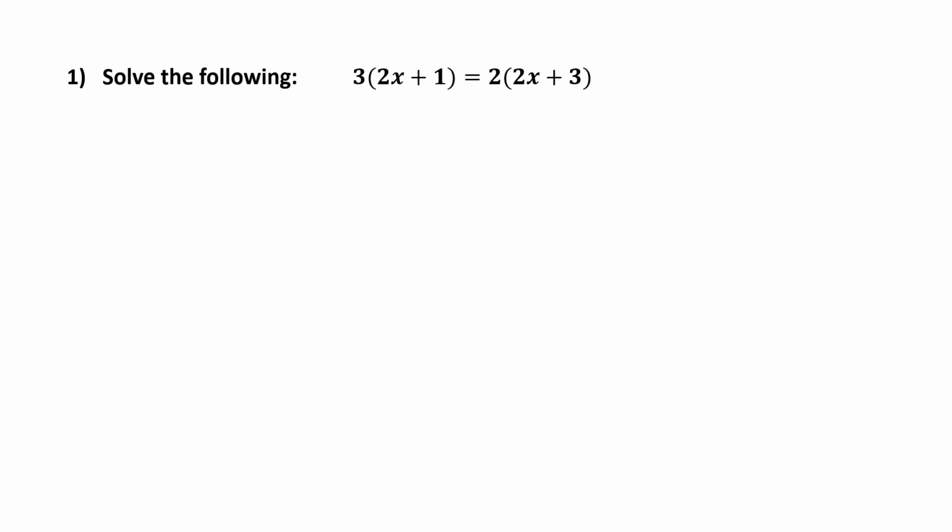So hopefully you've managed to answer that okay. Let's go through this together now. So first step is to multiply out the brackets. In the case of the left-hand side, we have 3 times 2x plus 1. Well, 3 times 2x is 6x, and 3 times 1 is 3, so we're going to have 6x plus 3.